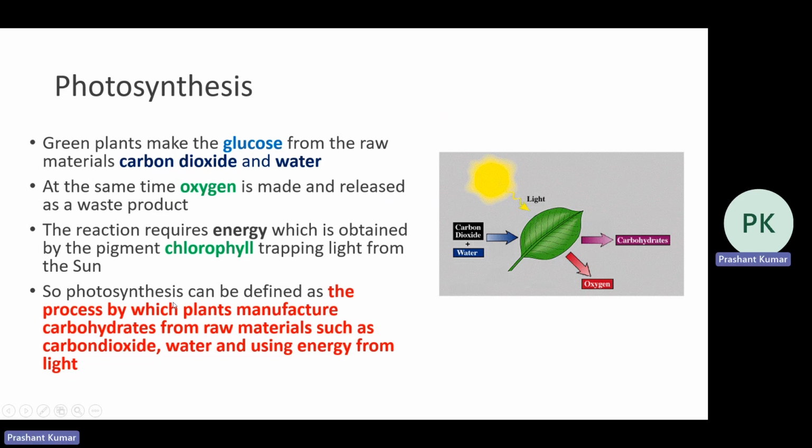We can define the term by saying that it is the process by which plants manufacture simple sugar or carbohydrate from raw materials such as carbon dioxide, water, and the sun's energy. This makes your complete definition. If the question is to describe or define the term, you can write this statement. Okay, so let's go to the next slide.